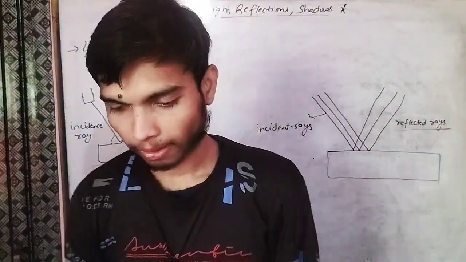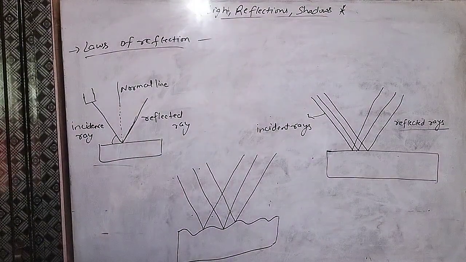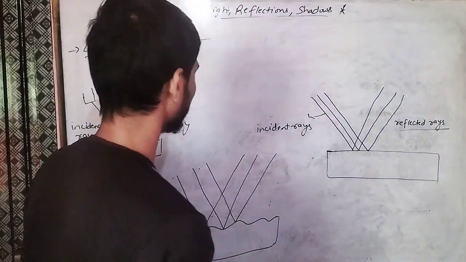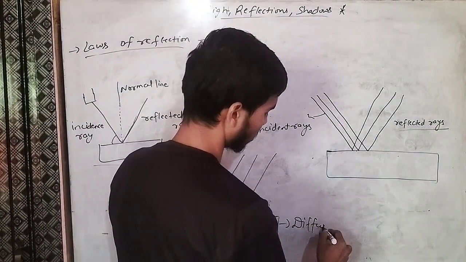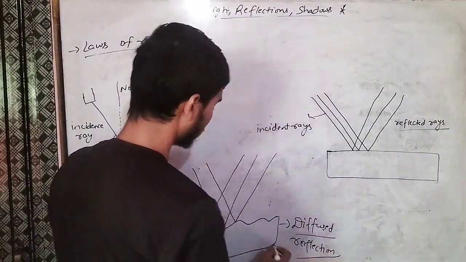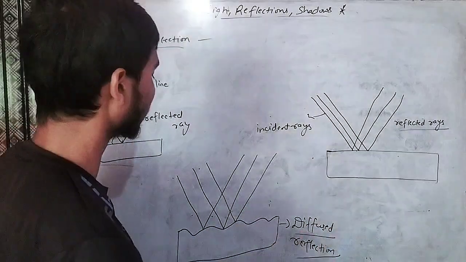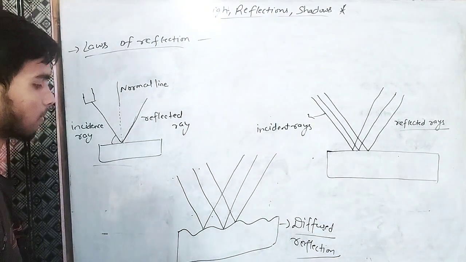It occurs when parallel rays hit a rough surface and turn into different directions. This is how it is said: diffused reflection, because all these parallel rays turn into another direction because the surface of the object is rough.